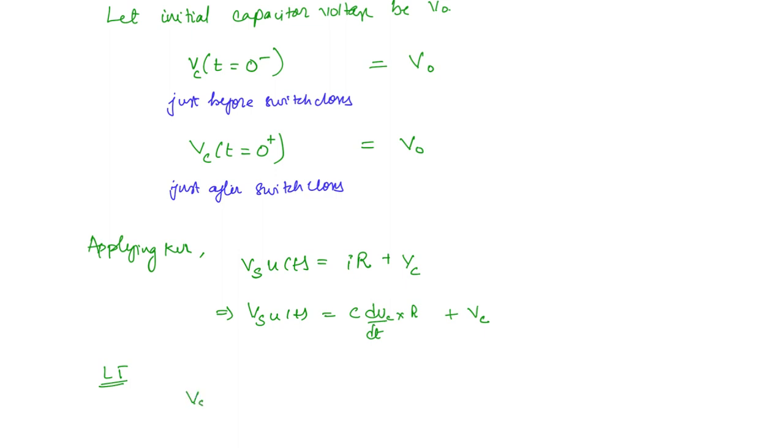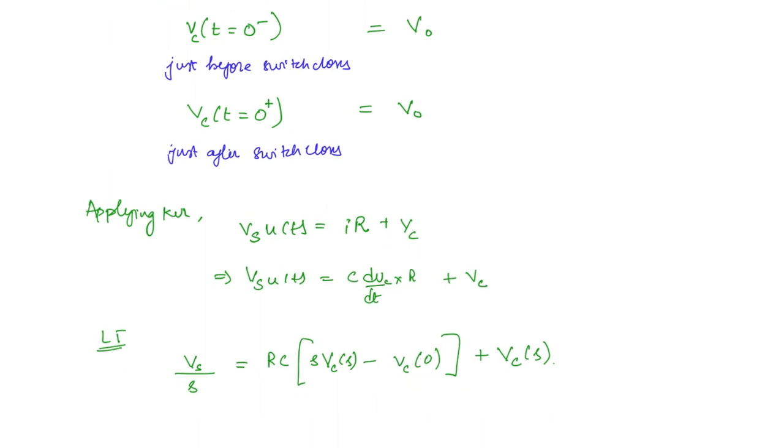It is Vs by S, and this is equal to RC, you can take out common, S times Vc of S minus Vc at 0. 0 plus or 0 minus is going to be the same thing, because voltage across the capacitor will not change abruptly, plus Vc of S. So, now you must be understanding why we wrote I in the form of Vc and not Vc in terms of I, because we will need Vc of S since we have the initial value here.